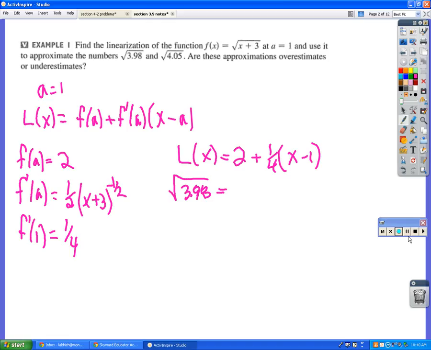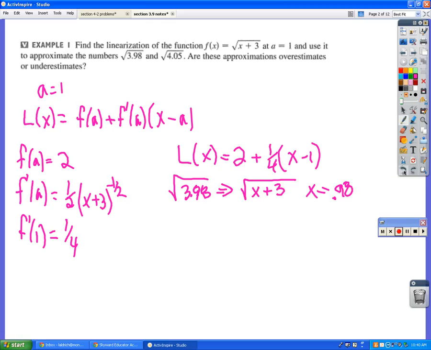Okay, so if I'm starting with the square root of 3.98 and my formula was the square root of x plus 3, then what am I going to plug in for x? 0.98. And you see that 0.98 is very close in value to 1. That's why we can use this formula to approximate that. So I'm going to plug 0.98 in because 3.98 minus 3 is 0.98? Yes, right.